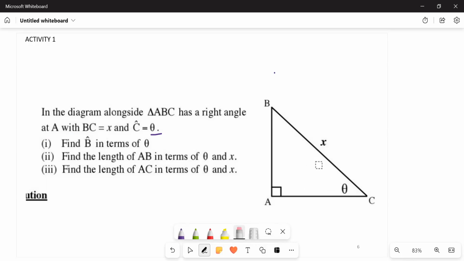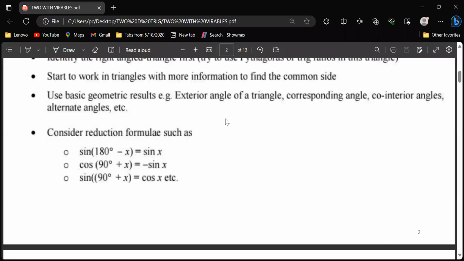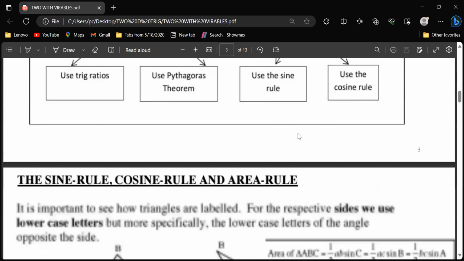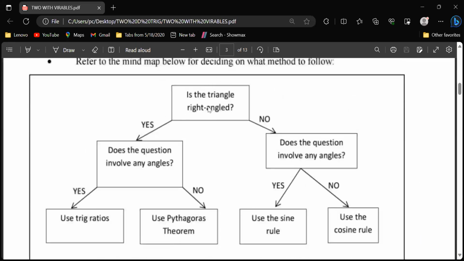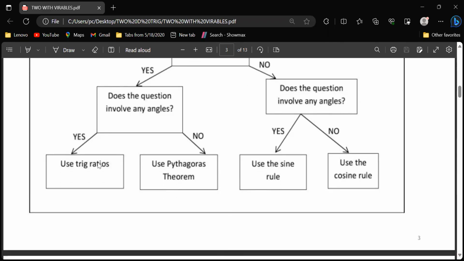I'm giving you the angle as a variable. If I'm giving it to you as a variable, remember from what we already know before, the triangle that is given can either be a right angle triangle or not a right angle triangle. If it's a right angle triangle, we can use trig ratios. If it's not a right angle triangle, we're going to be using the cosine rule, the sine rule, and the area rule.